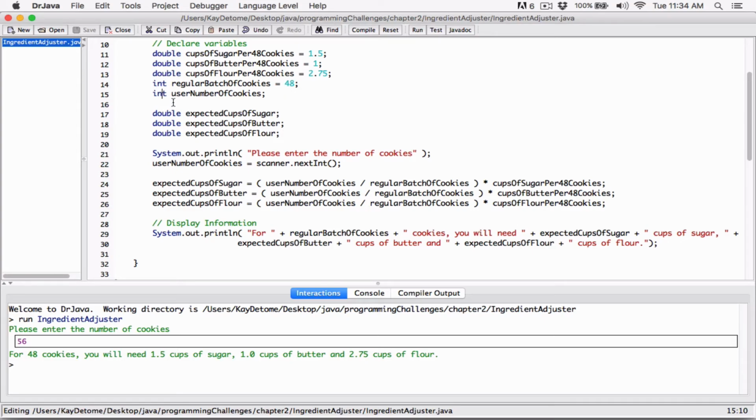The user number of cookies we could have declared as a double because a user could have typed, let's say, 2.5 cookies. But I also wanted that to be an integer, just because the book stuck with integers. So I wanted that to be an integer, and also it helped us bring up this problem so we can understand it more. So the only way you can get a double out of this, so we can multiply this, is one of these has to be a double.